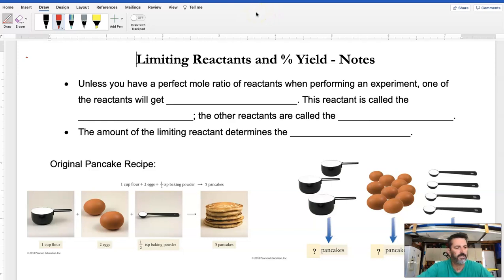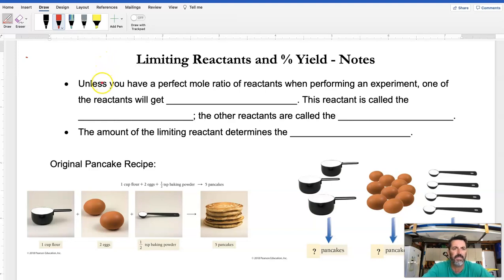All right, you guys. So today we're going to be talking about limiting reactants. And just keep in mind that this is something that we've actually done already in the lab that we did where we made silver. So I'll be referencing that from time to time. So I'm going to jump right in here.